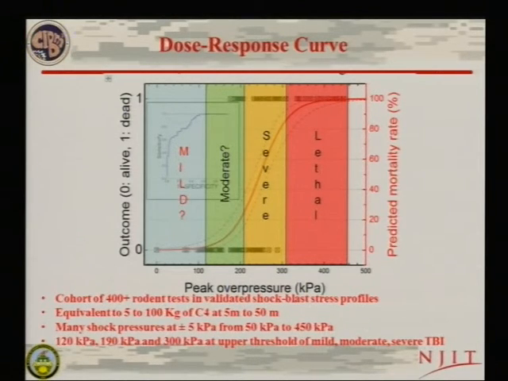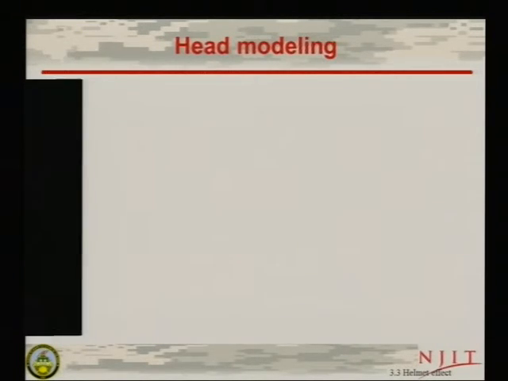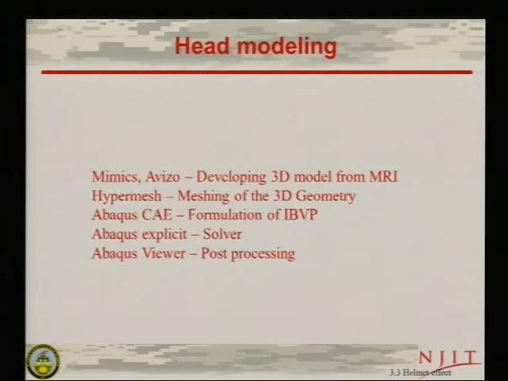You find here a dose response curve based on about 400 animals, showing a range in which mild TBI occurs, moderate TBI, severe TBI, lethal TBI. This can be questionable, okay? But at least it's a first order approximation based on the dose response curve of more than 400 experiments, which is completely varied.